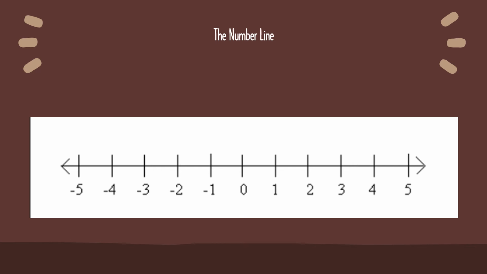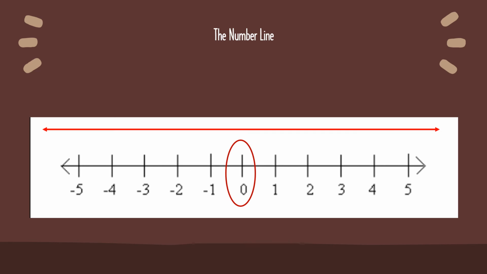Now we will take a look at what the number line is. We have already learned about the number line in our chapter 2. This is how a number line looks. You can see a 0 in the middle. To the right, you can see all positive numbers. To the left, you can see all negative numbers.